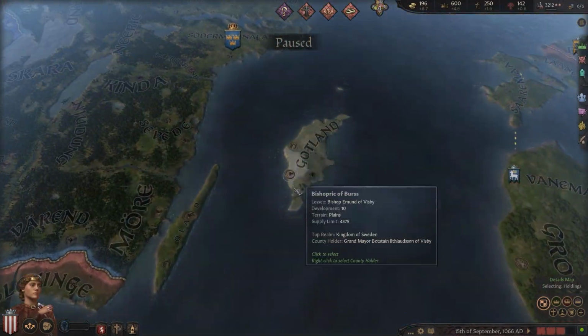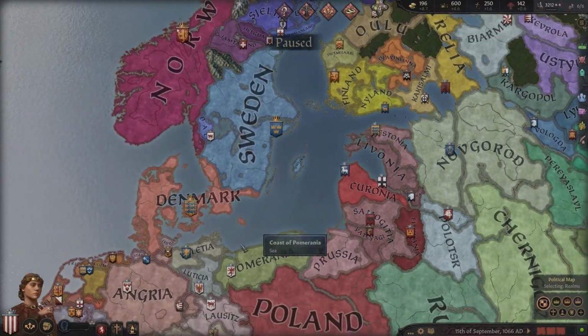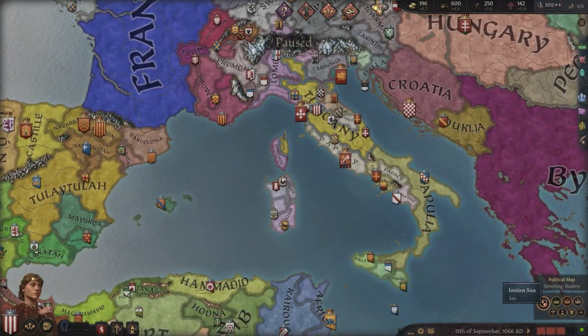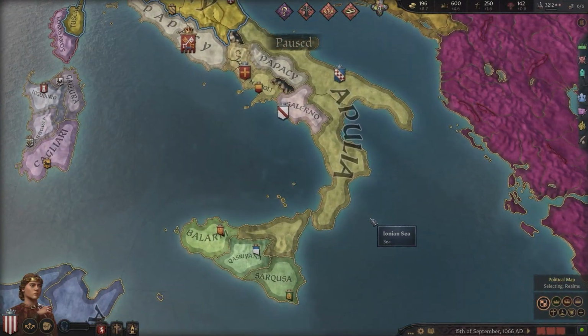We will first talk about medieval republics in general, and then explore the ones Paradox portrayed in the game, along with some they might have missed.